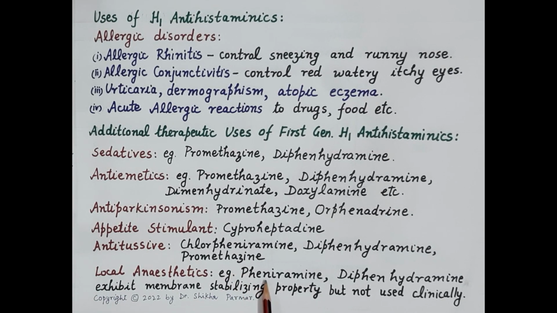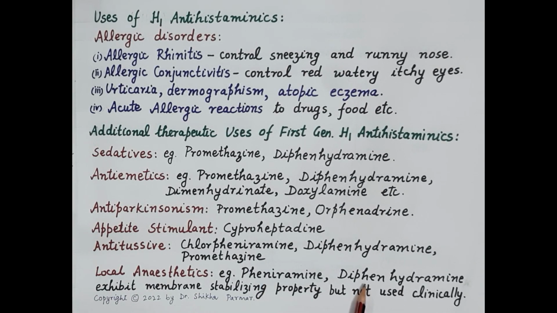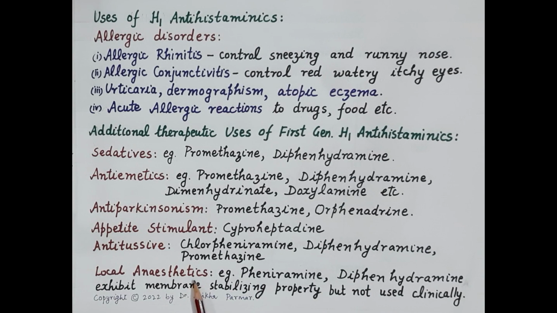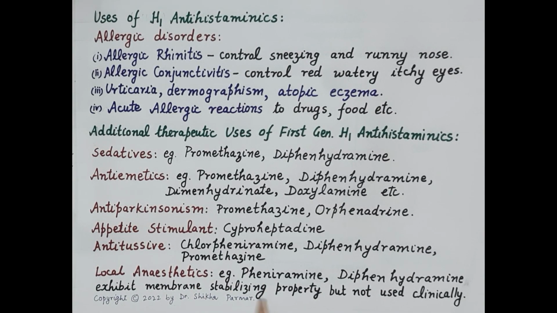Some drugs like pheniramine, diphenhydramine, promethazine show local anesthetic effect as these drugs exhibit membrane stabilizing property. However, these drugs are not used clinically. So, this is in brief on pharmacology of first and second generation H1 antihistaminics. Now, after discussing H1 antihistaminics, let's discuss in brief pharmacology of H2 antihistaminics.